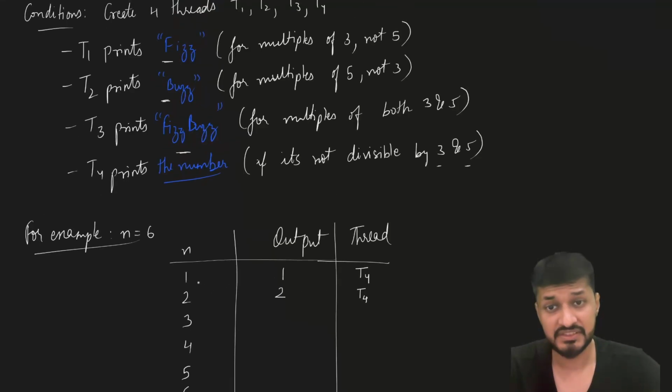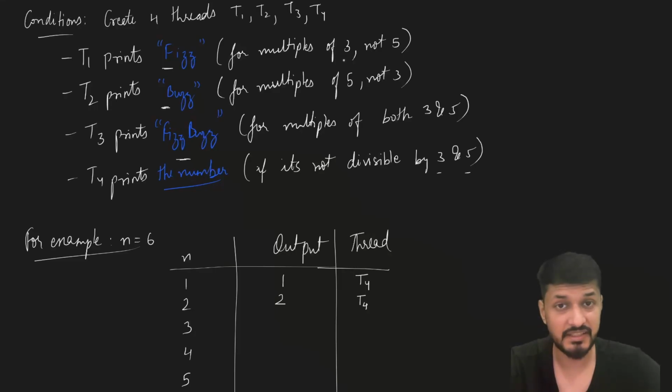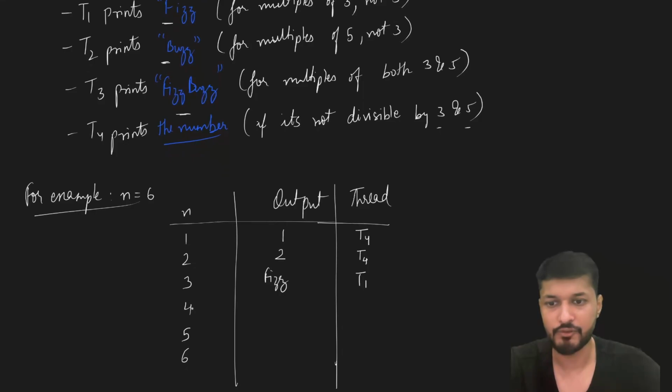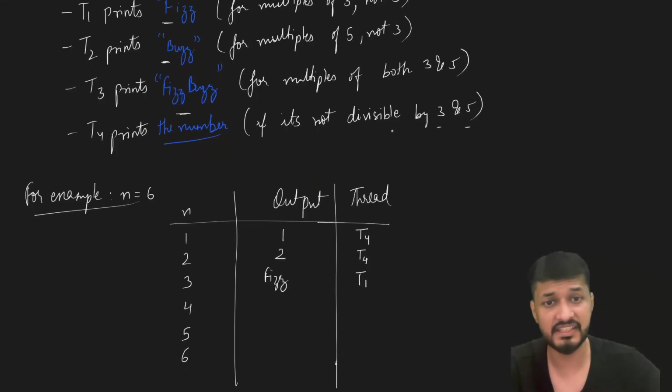What about 3? 3 is multiple of 3 but not divisible by 5, right? So what will be our output? Our output will be Fizz. So let's print Fizz and this will be printed using T1 thread, right? What about 4? 4 is neither divisible by 3 nor 5. So the output is the number itself. Let's print 4 here. This will be printed using T4.